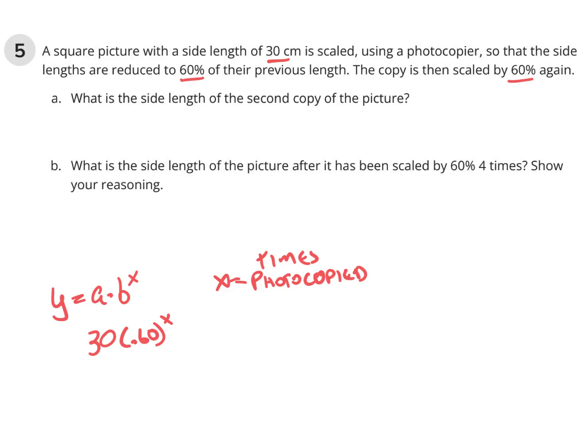And then when x equals 2, the solid length y equals 10.8. Now, what is the solid length at 4 times? So when x equals 4, what does y equal? And then we scroll down and we get 3.9, about, I rounded it off. In the calculator, it should say 3.888, but I'm rounding this off.